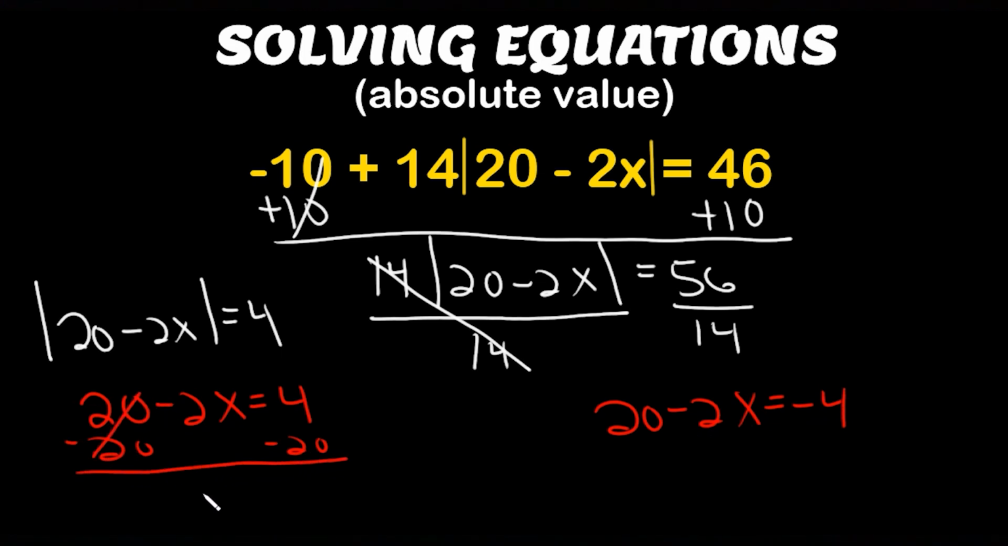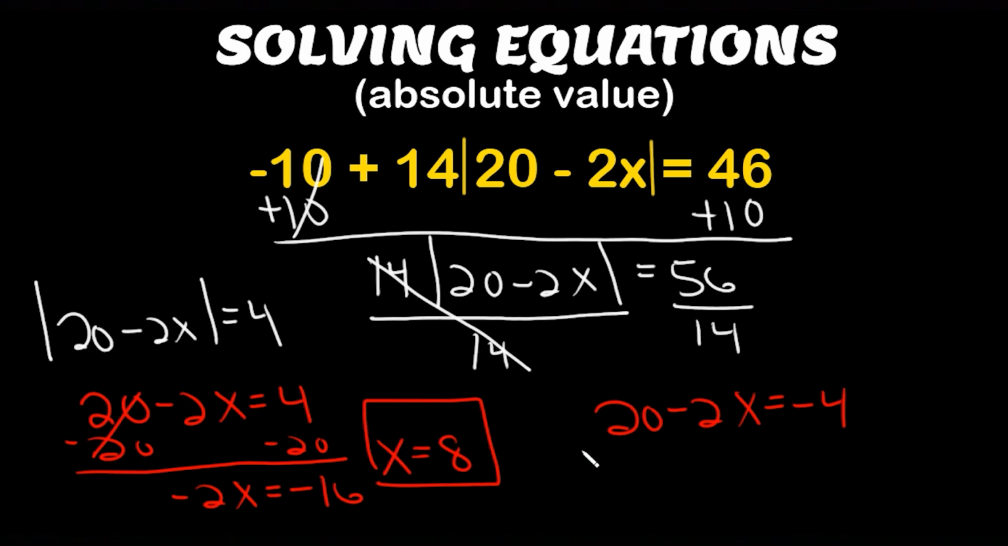So this will cancel. I'll get negative 2x equal to 4 minus 20. That's going to give me negative 16. And so again, divide both sides by negative 2 now. You get x is equal to negative 16 divided by negative 2. You get positive 8. X will be equal to 8. Okay, so that one's done.